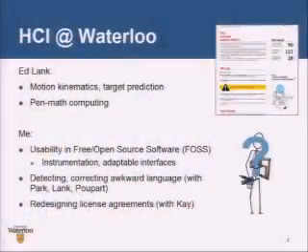All right, so I want to give you a quick overview of the lab. So as Eric mentioned, I co-direct the HCI lab at Waterloo. My co-director is Ed Lank. He tends to do work in motion kinematics and target prediction, so being able to predict what target someone is going towards as they start moving the mouse. And he's also doing a fair amount of work in pen math computing these days.